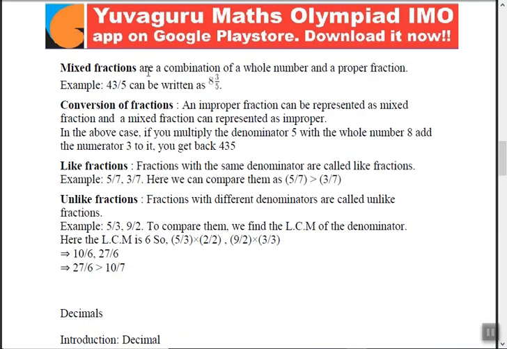What is a mixed fraction? Mixed fractions are a combination of a whole number and a proper fraction. Why whole number? Why not natural number? Because see here, mixed means what? 8 3 upon 5. This is the mixed fraction.